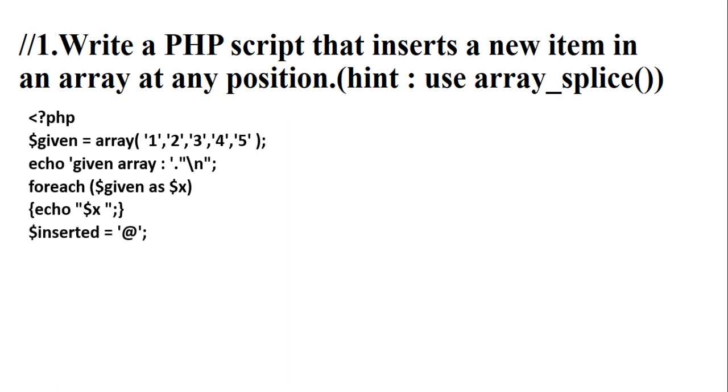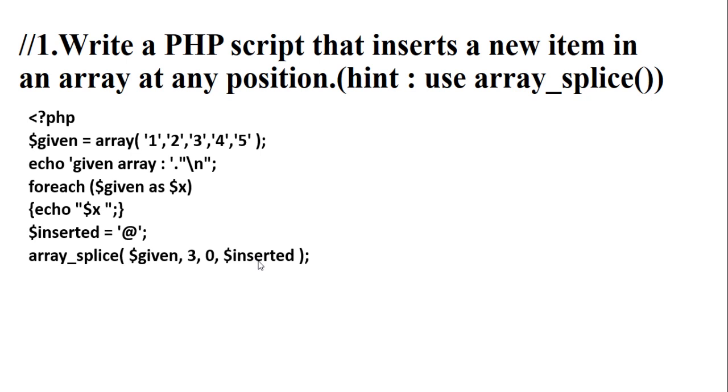Now we want to insert this sign. Here you can take any variable equal to any character. So I'm taking $insert equal to the @ sign. If I want to insert this sign into the original array, then I will use the arraysPlus function. In the arraysPlus function, $given is your array. At the third position, I want to insert just one character, just this @. Okay, see, zero, how many?